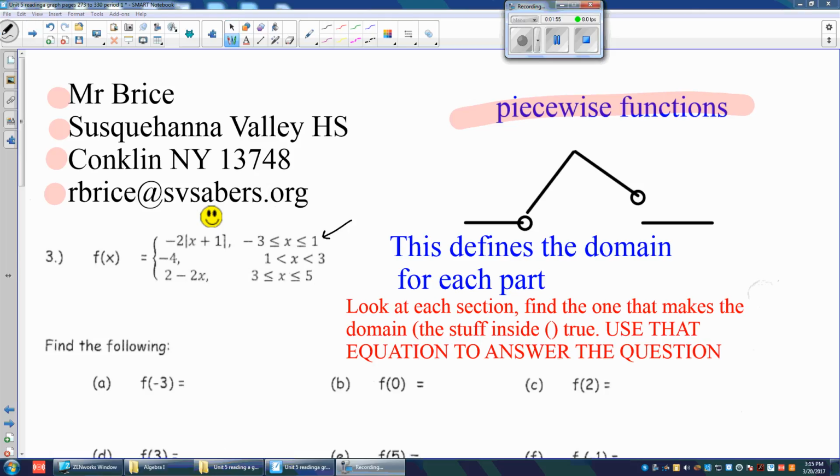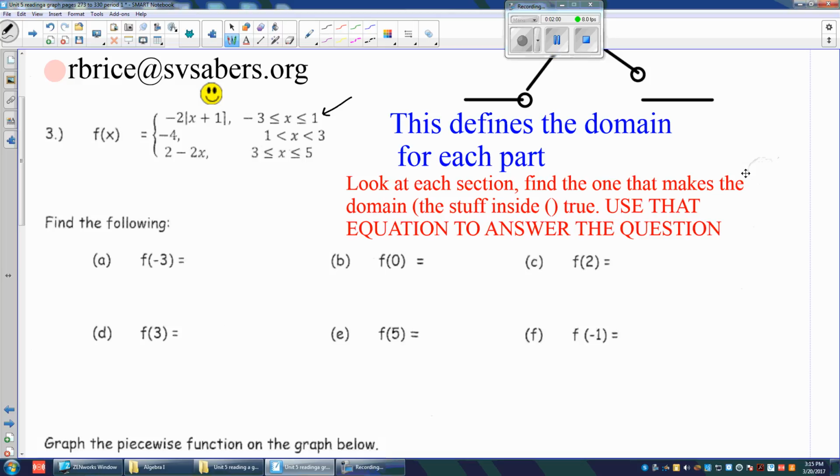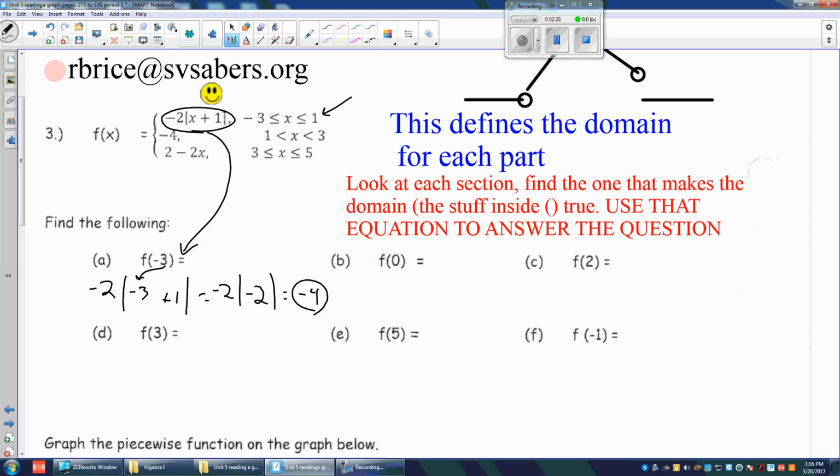So I write down -2, absolute value, -3 plus 1, absolute value, equals. So I took this and filled it in. This is -2 times the absolute value of -2. You could do that on the calculator, and the answer is -4. You know where the absolute values are. Okay, now let's do one more together, at least one more together.